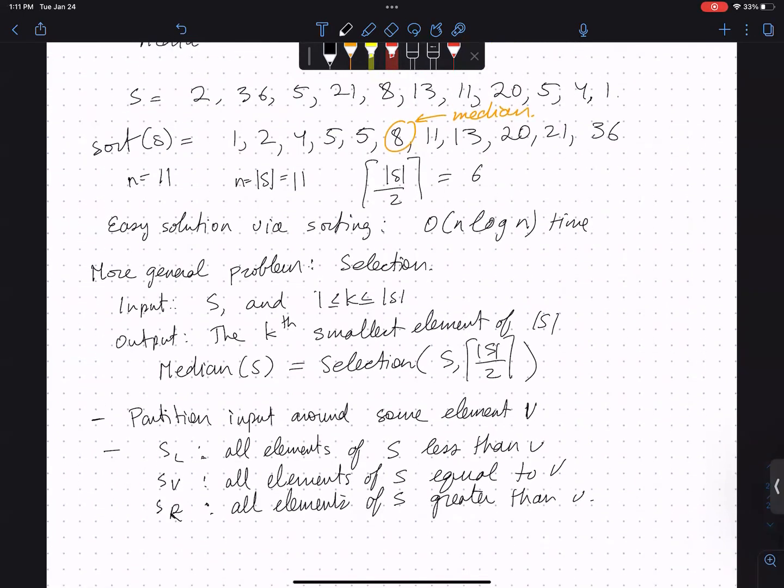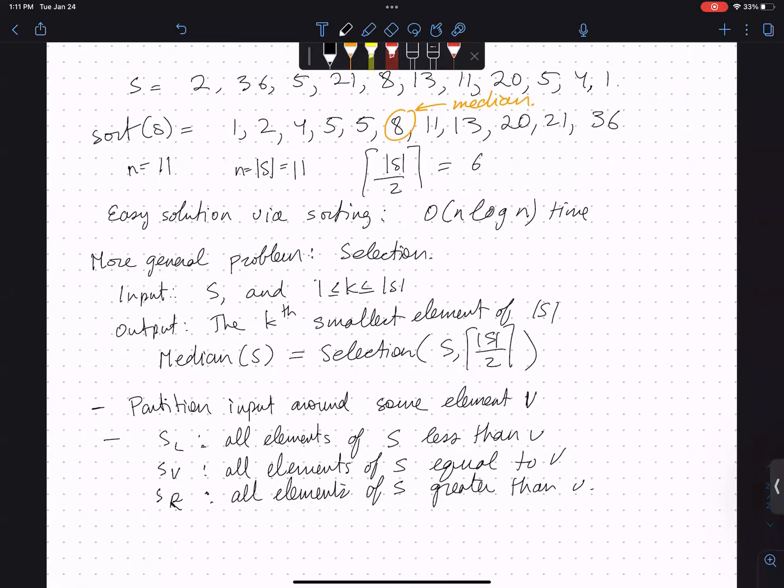So for example, if we can, let's say V equals 5.